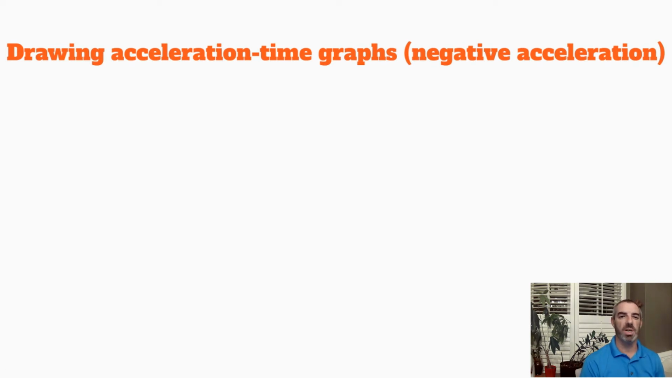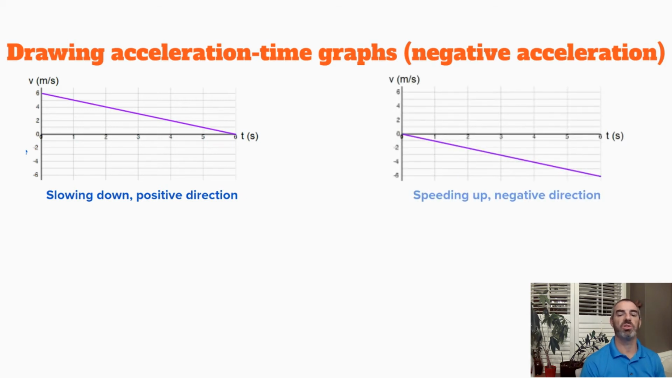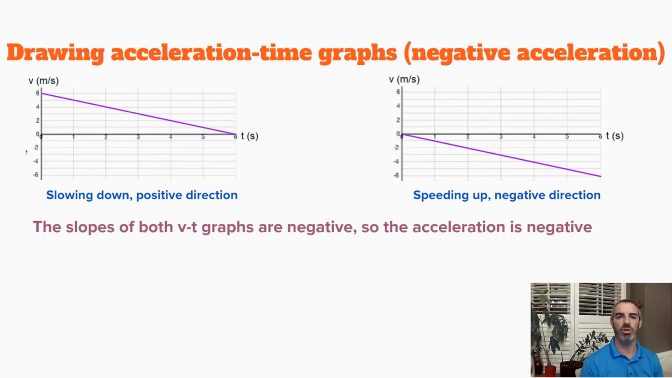So let's look at what this means for a negative acceleration. Remember, negative acceleration doesn't describe motion. So we can look at our velocity time graph. We have a velocity time graph that shows slowing down in the positive direction and one that shows speeding up in the negative direction. And what do these two graphs have in common? Well, they both have a negative slope, but one's positive direction motion and one's negative direction motion.